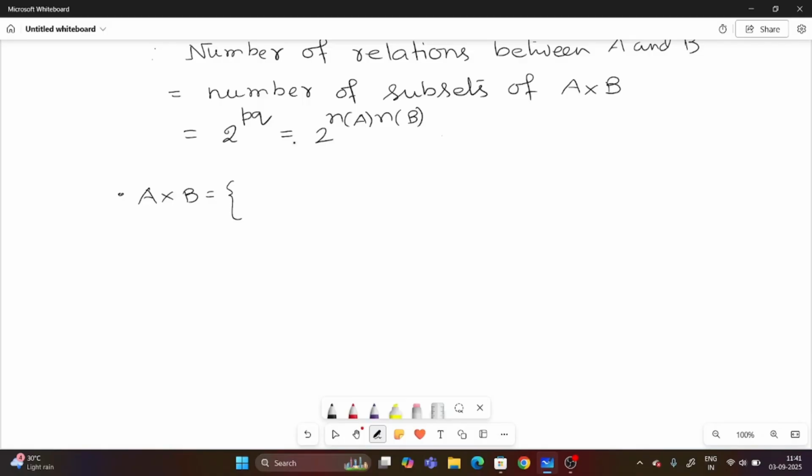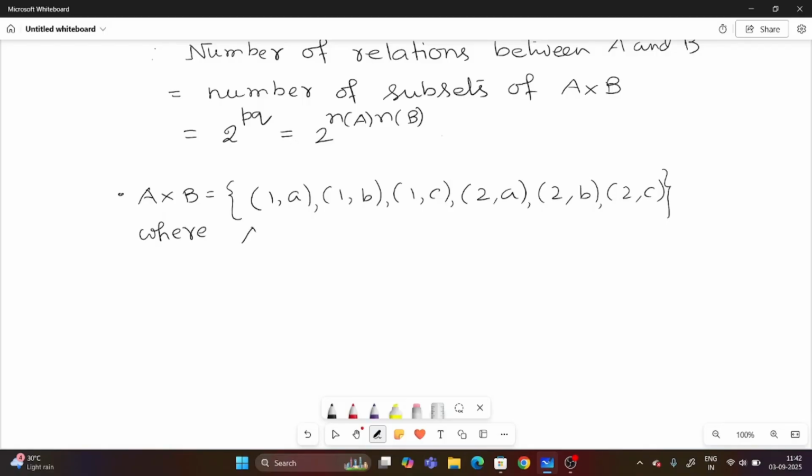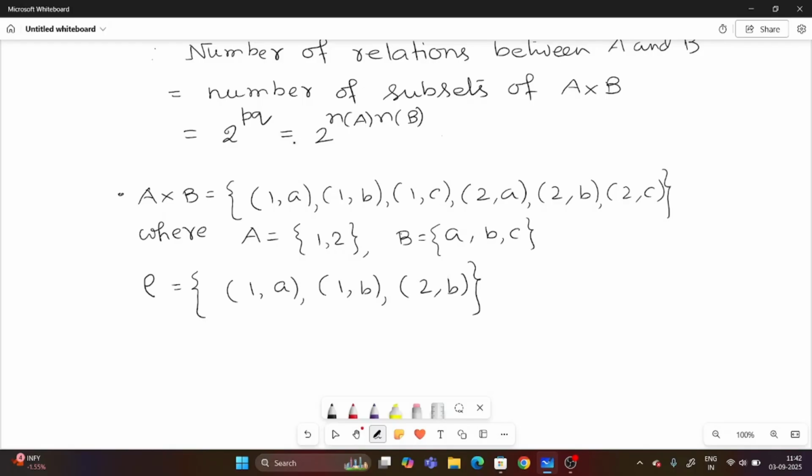Previously, we have considered A cross B as (1, a), (1, b), (1, c), (2, a), (2, b), (2, c), where A was the set {1, 2} and B was the set {a, b, c}, and the relation considered was rho. Let rho be a relation which is {(1, a), (1, b), (2, b)}.